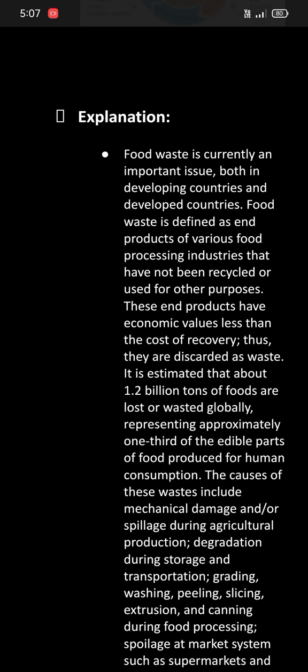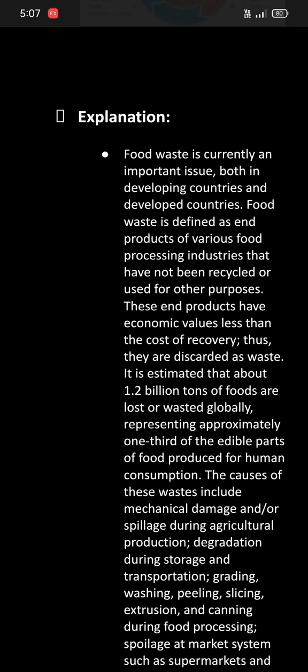Food waste is currently an important issue both in developing countries and developed countries. Food waste is defined as end product of various food processing industries that have not been recycled or used for other purposes. These end products have economic value less than the cost of recovery, thus they are discarded as waste. It is estimated that about 1.2 billion tons of food are lost or wasted globally, representing approximately one third of the edible part of food produced for human consumption.